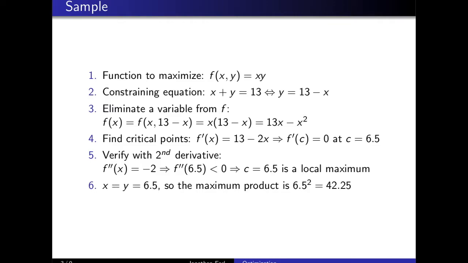So doing that, we wind up with f as 13x minus x squared. And now what we need to do is find our critical points. When we take our derivative, we get 13 minus 2x, and that's only going to have one critical point at 6.5.